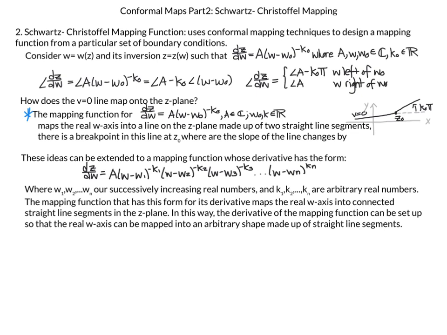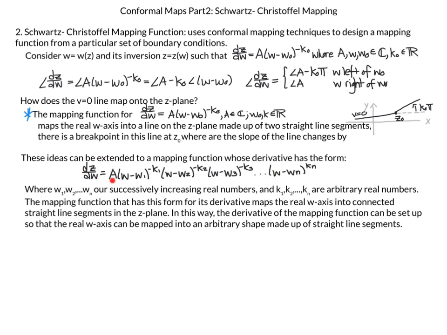Continuing on, and at this point it gets a little easier, so don't worry too much. I'm not going to keep going at this pace. It's an easier pace now. These ideas can be extended to a mapping function whose derivative has this form, this Schwarz-Christoffel mapping form.